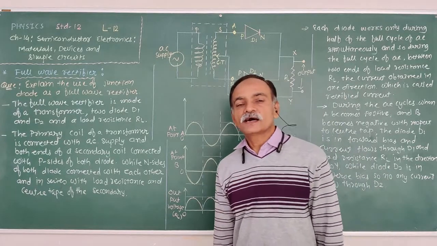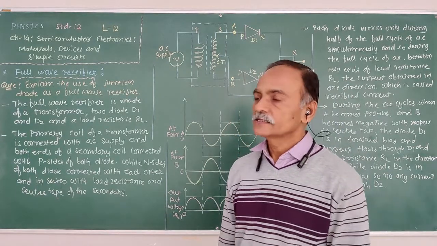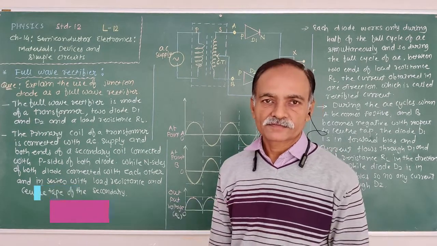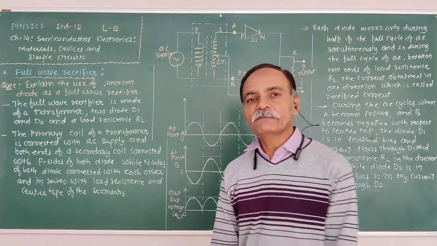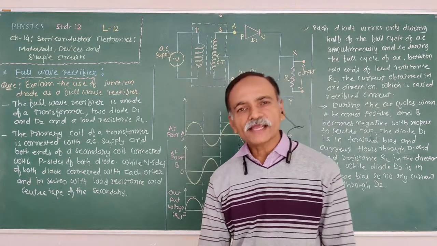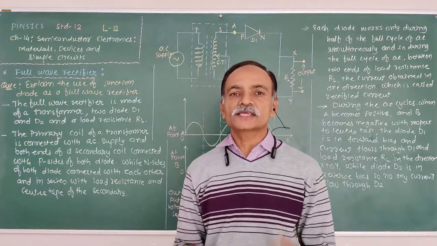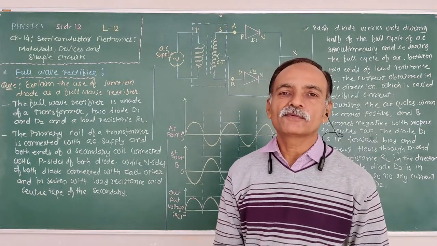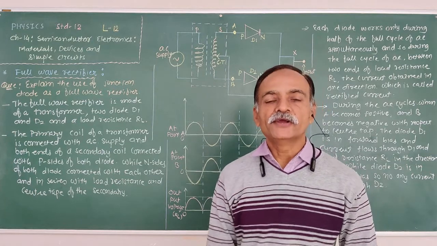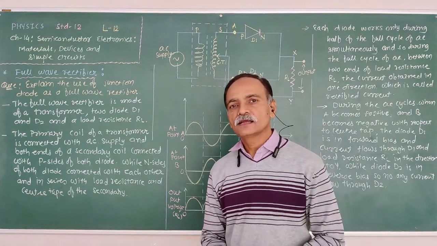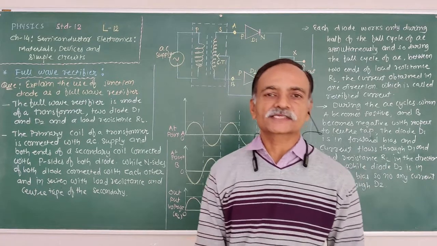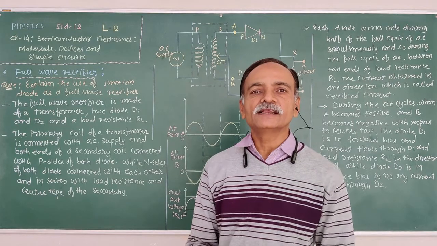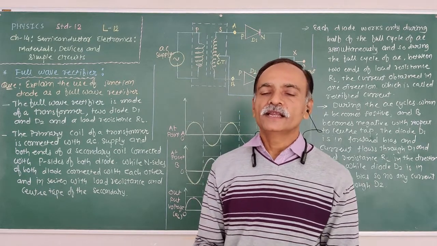Just as we discussed about the half-wave rectification, that means the PN junction diode is used as a half-wave rectifier. In half-wave rectification, we only get the output voltage across the load resistance during the positive half cycle of the input AC signal. During the negative half cycle, no voltage is obtained across the load resistance, because the PN junction diode is in reverse bias during the negative half cycle.